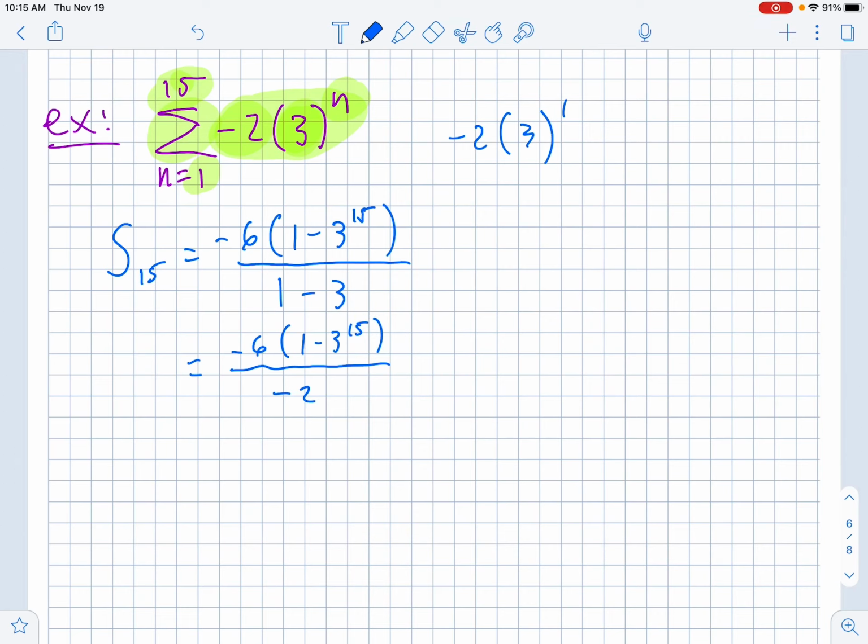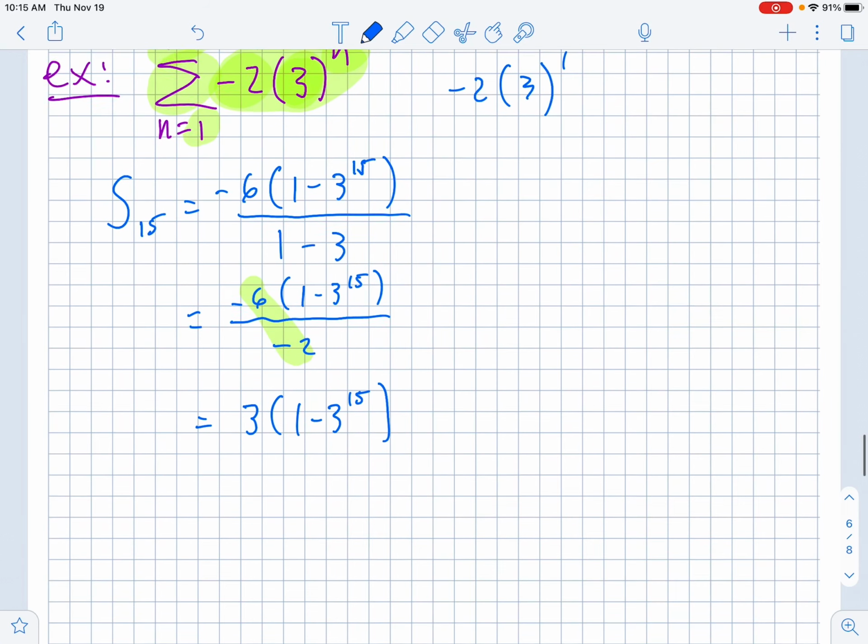I'm not going to crunch 3 to the 15th yet because that's a very big number. But these two are 3, I know that. So this equals 3 times 1 minus 3 to the 15th. Will 3 to the 15th even work on my calculator? Oh my gosh, it's a big number. Let's look at the book, see what they did. Oh, they went with the big number.